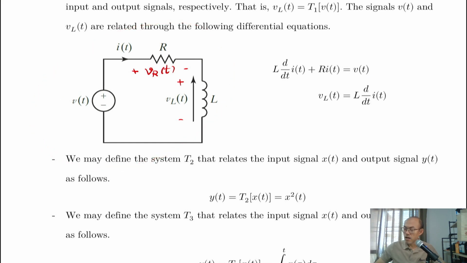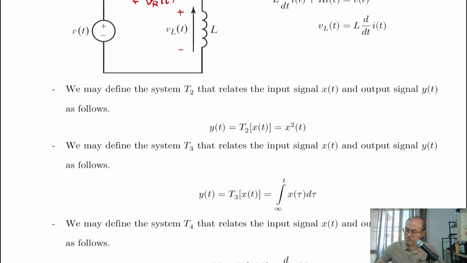Or another system called T2 may be defined as this one. So T2 takes on the input signal x(t), and what it does is that it's gonna take a square of x, and then the output will be the product of x by itself, which is x squared t. All right, so for example, e.g.